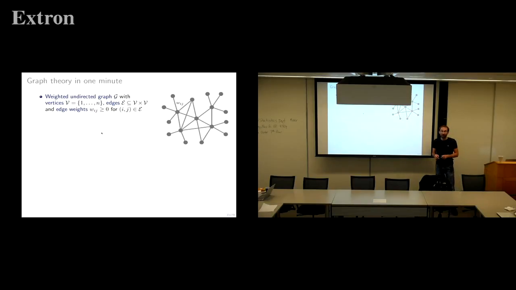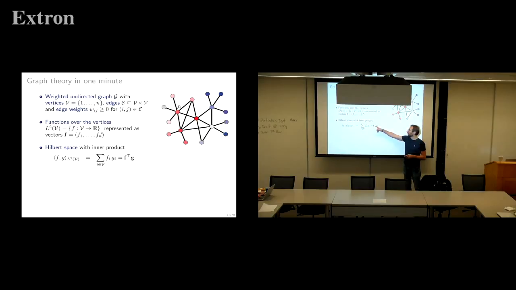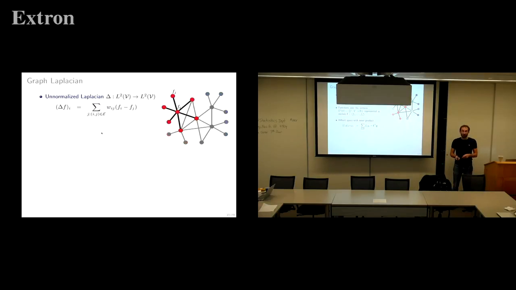Let's introduce some notation. We'll be considering weighted undirected graphs with n vertices and non-negative weights. We are interested in functions that live on the vertices. You can think of them as n-dimensional vectors. That will be our representation. We can color each vertex, and that will be some information that lives on the graph. We can define an inner product in this space of functions, simply as the inner product of vectors. This gives us a Hilbert space. We can add, subtract, or multiply by scalars functions that live on vertices of the graph.